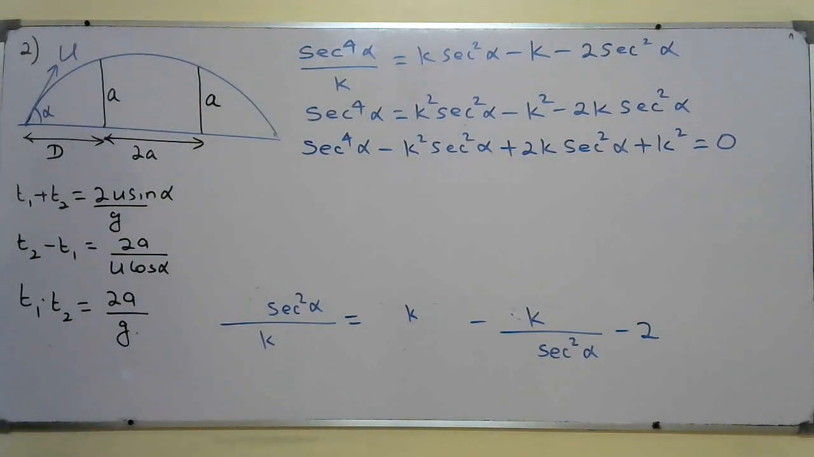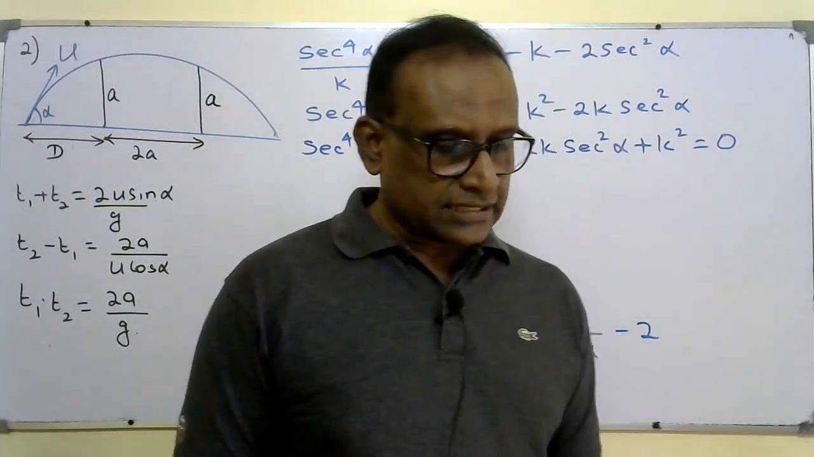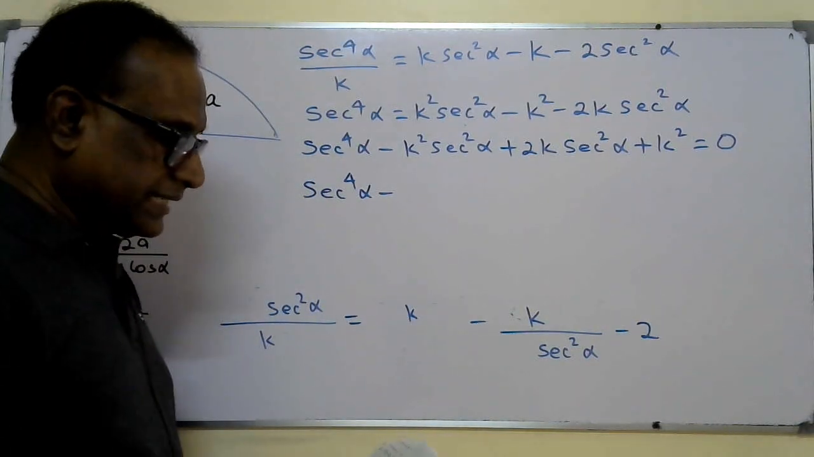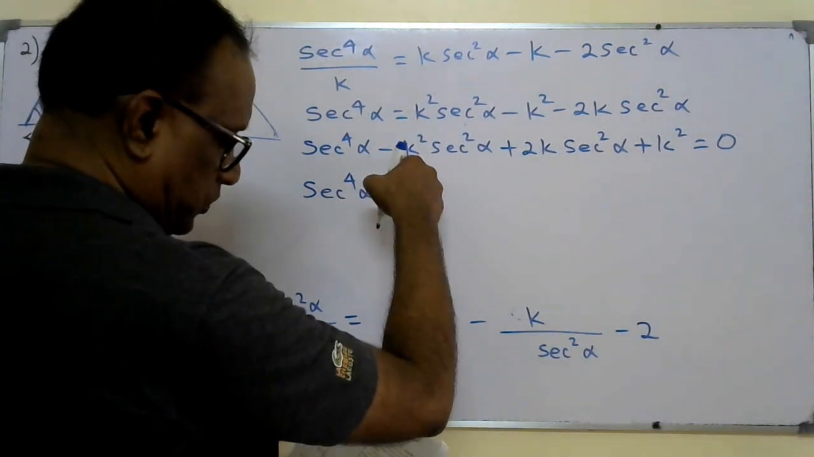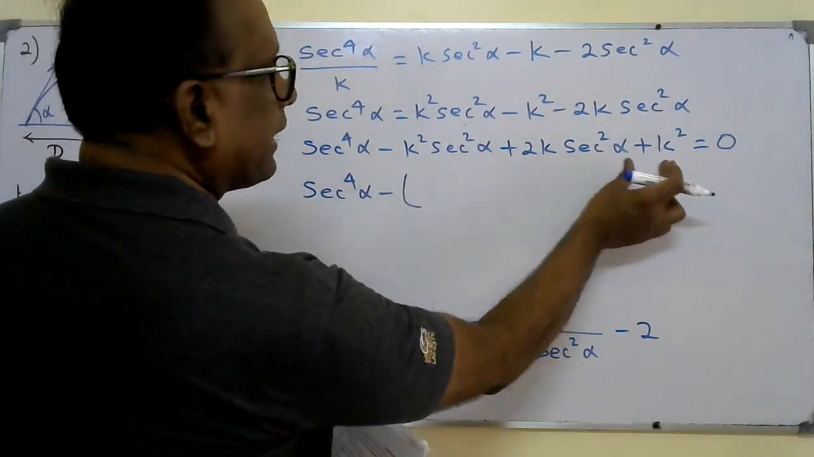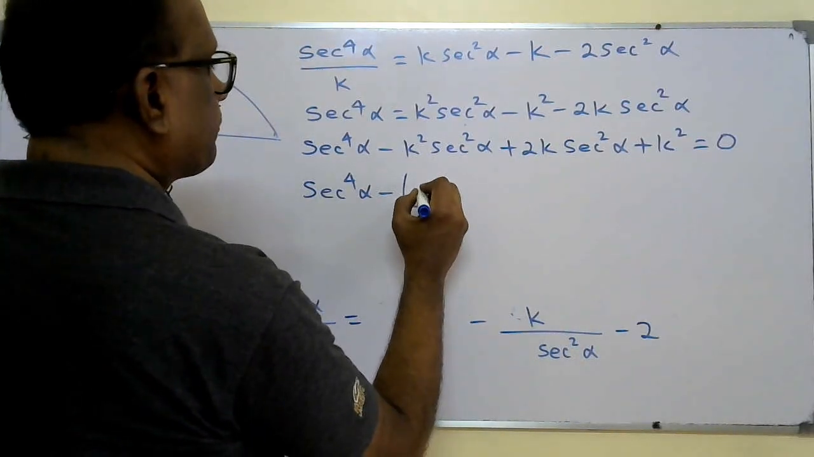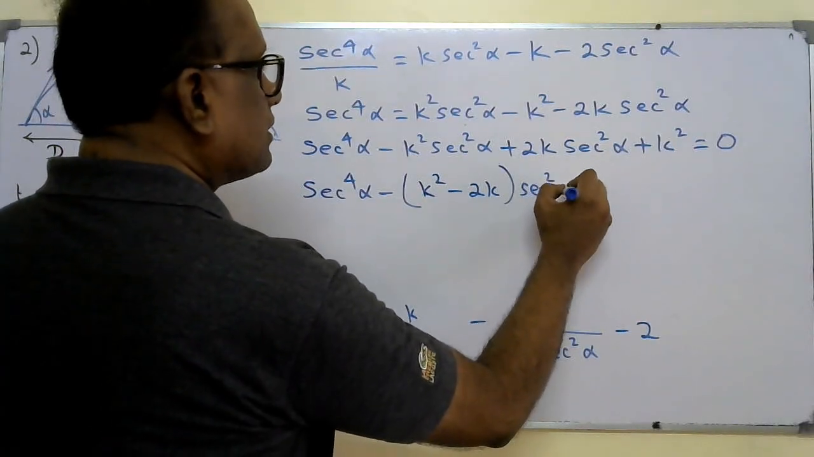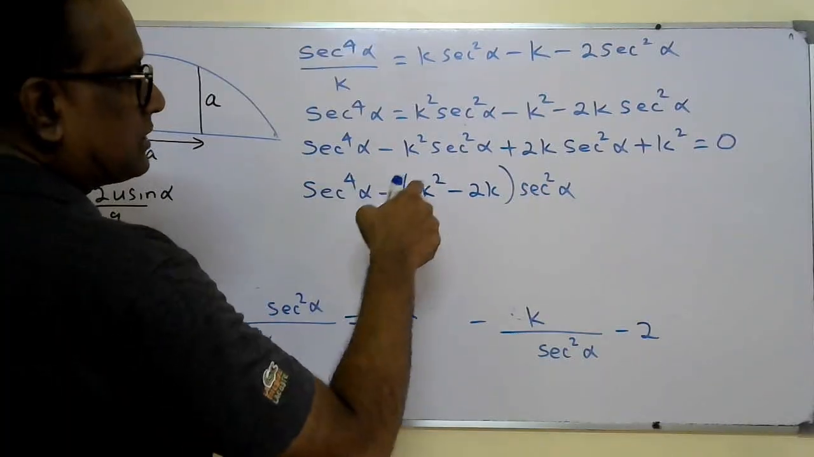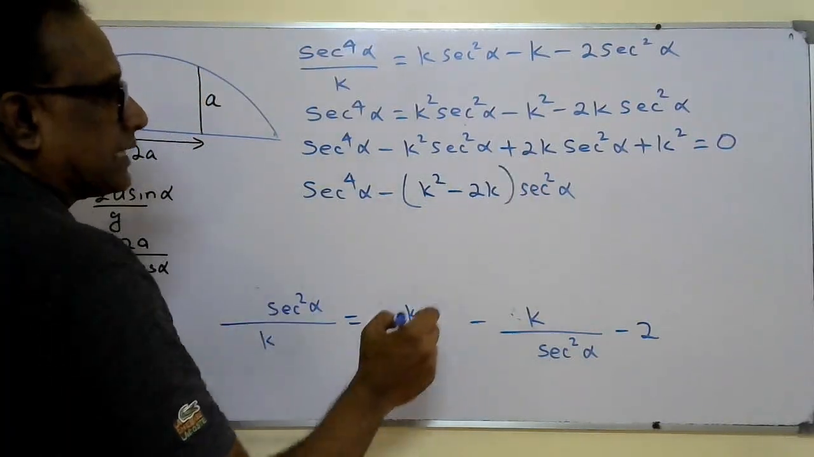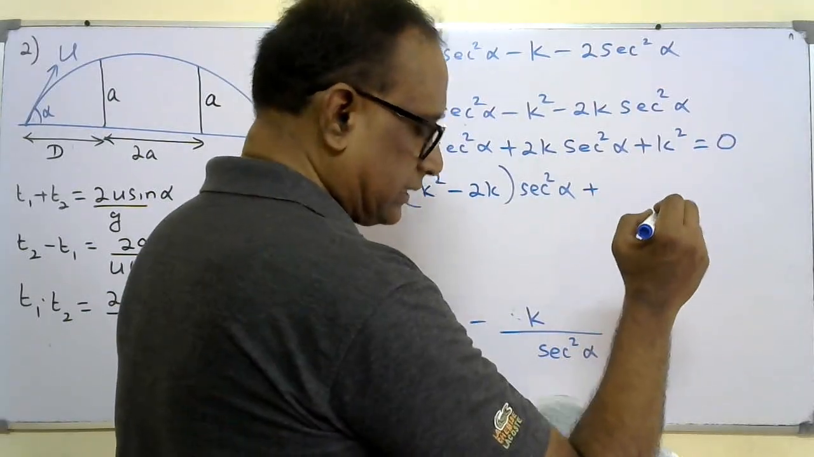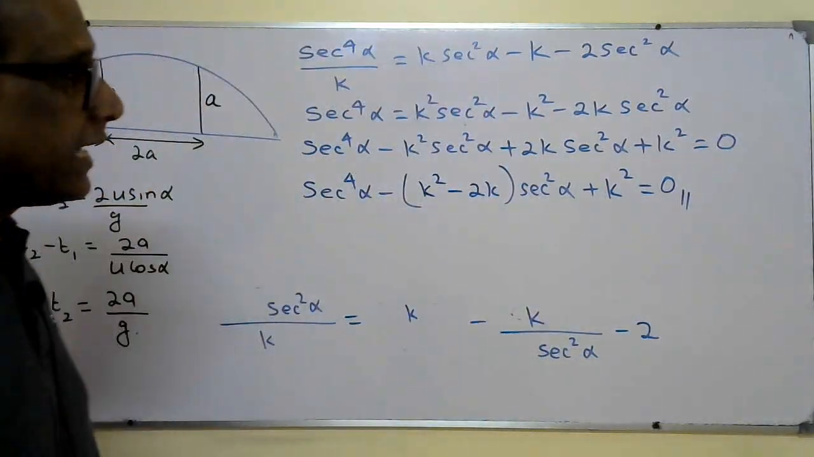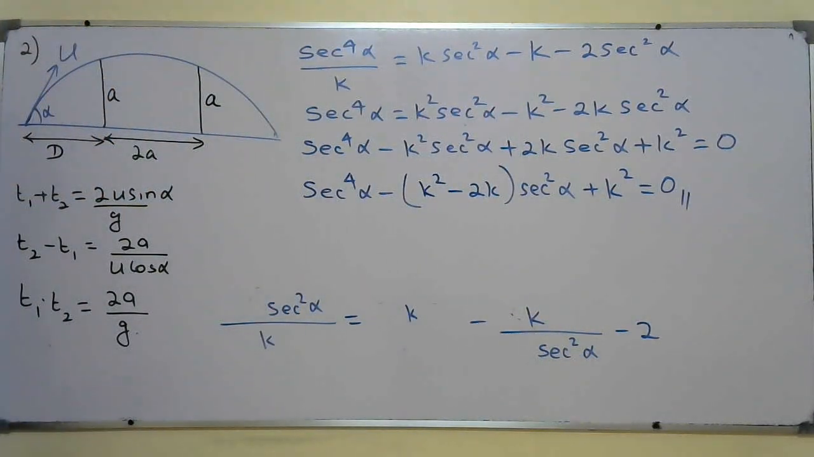Okay, now that's all, but the only thing we need is to rearrange it according to the question. So sec to the power 4 alpha minus, the question says, k squared minus 2k, yeah, minus k squared minus 2k sec squared alpha plus k squared equal 0. That's the question. We got it. Looks scary, but be confident and answer it.